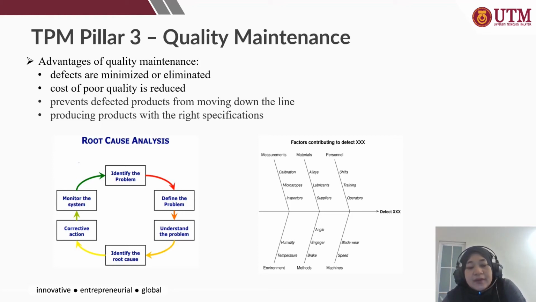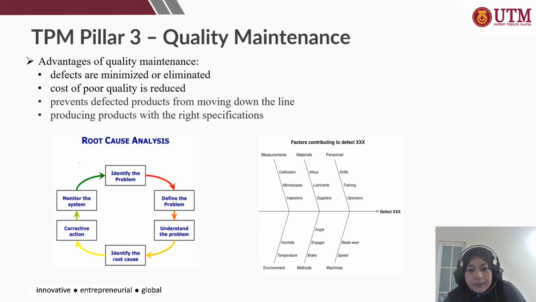Okay, from here you can see two diagrams. This is a sample of the root cause analysis diagram, where first of all we need to identify the root cause, and then perform the corrective actions, and monitor the system that we have previously. Then from that we can identify the problem, define the problem, understand the problem, and then we can get the main cause of the problems. So from that we can tackle the cause of the problems, so we can reduce the poor quality of the maintenance.